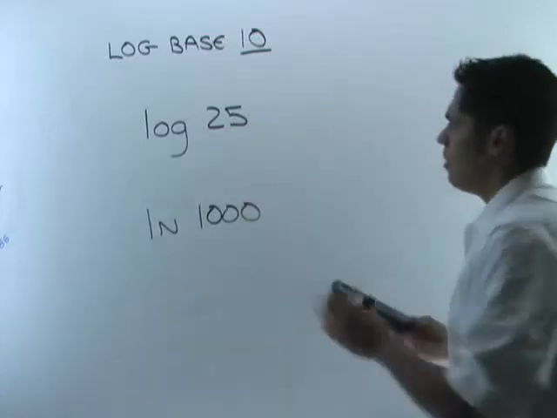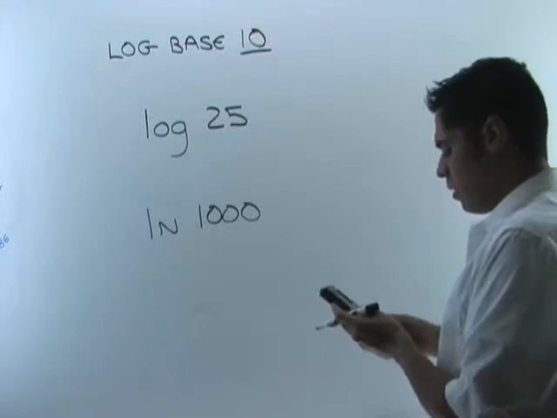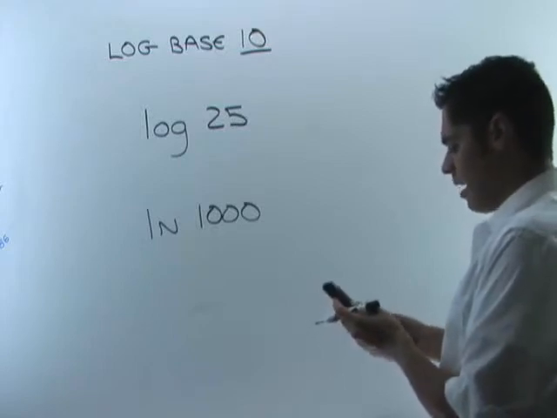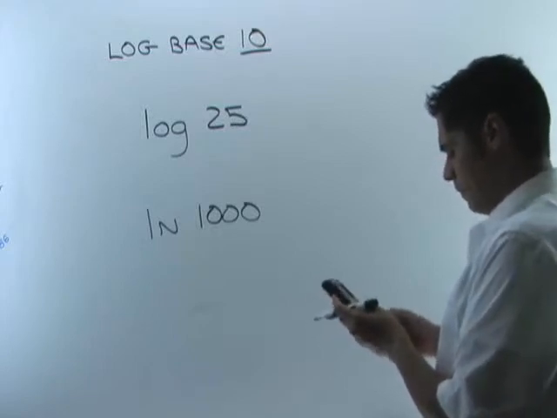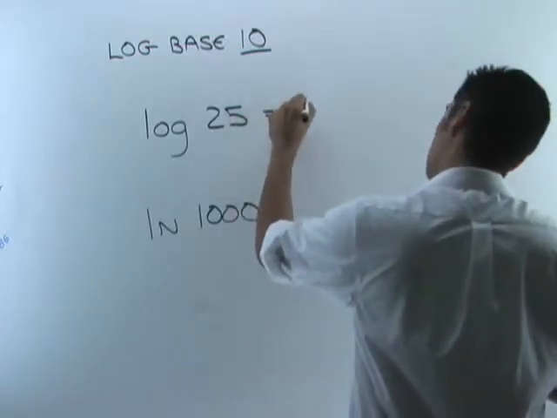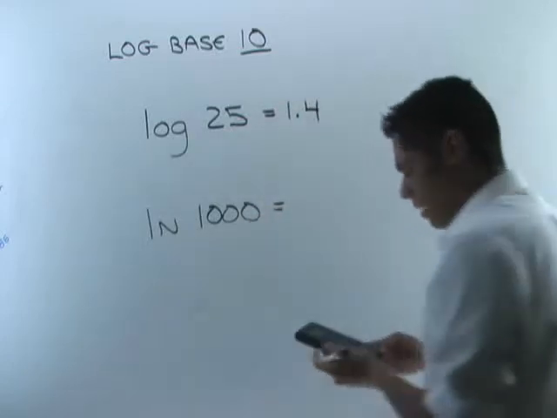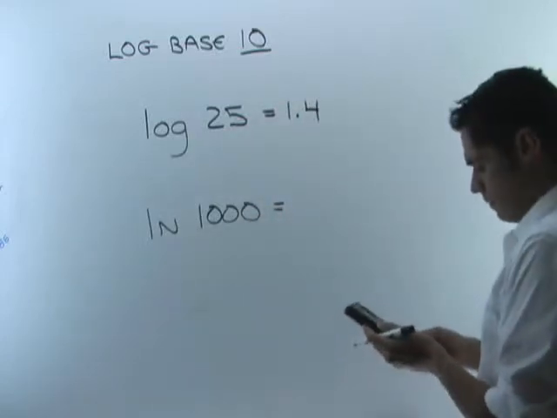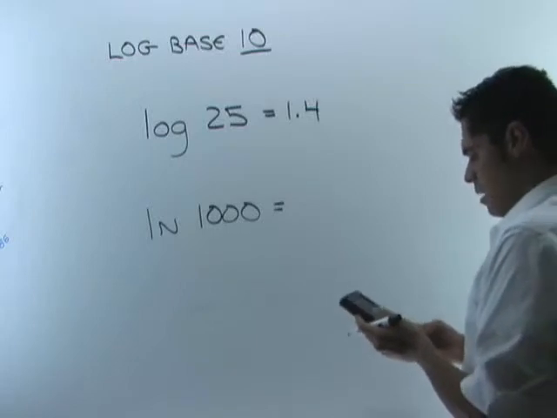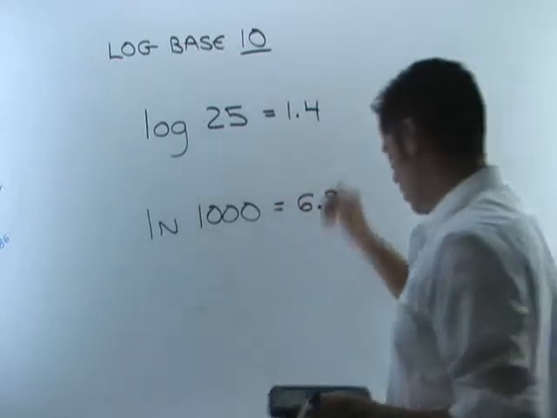So let me do the log of 25 first. This is where you're using the log key on your calculator, and you should get about 4. I'm rounding here. And then this one you're using your ln key on your calculator, and I get about 6.9. Okay, so just verify that you can do that.